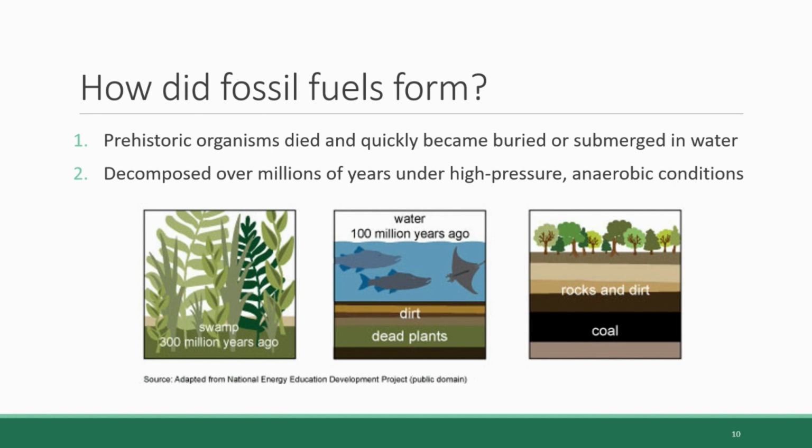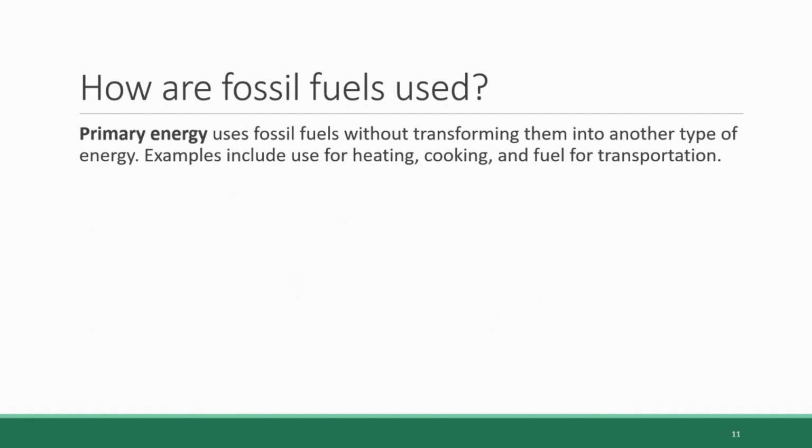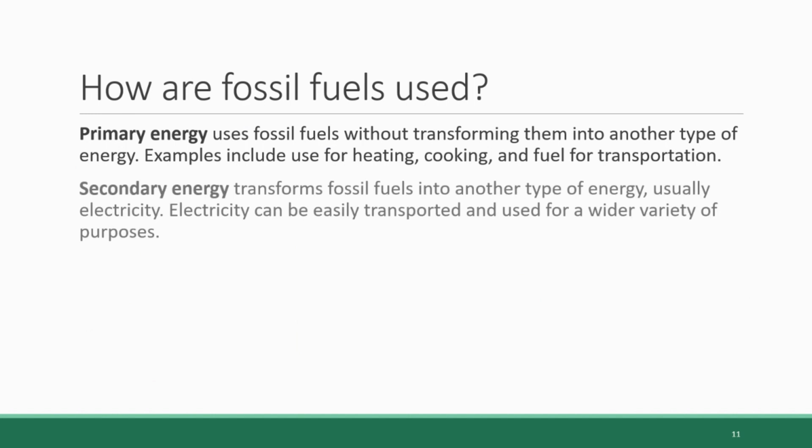And now, today, we as humans use them as energy sources in two different ways. As a primary energy source, fossil fuels are used directly in their current form without transforming them into another type of energy. So, burning coal for heating or cooking, or burning gasoline, which is an oil derivative, for transportation, are all examples of primary energy usage. But fossil fuels can also be used to generate secondary energy, which is where the fuel is burned to create another type of energy. And usually that other type of energy is electricity.